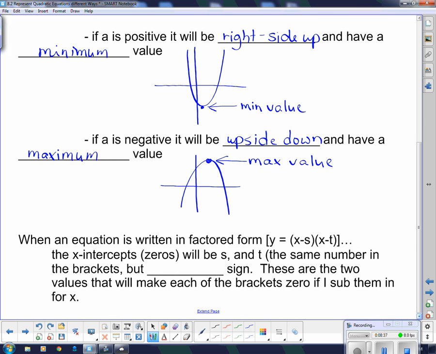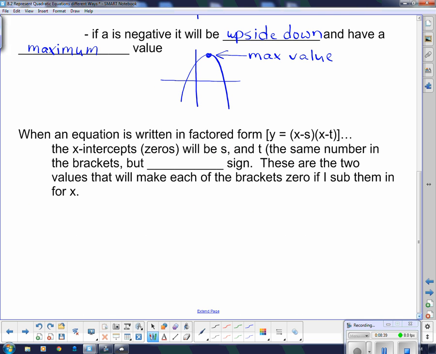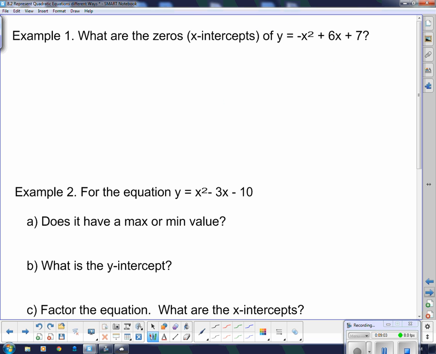And the next thing, when it is written in factored form, like y equals x minus s times x minus t, the x-intercepts, another name for x-intercepts is zeros, will be s and t, the same number in the brackets, but opposite signs. These are the two values that will make each of the brackets zero if I sub them in for x. Let's do a couple of examples.